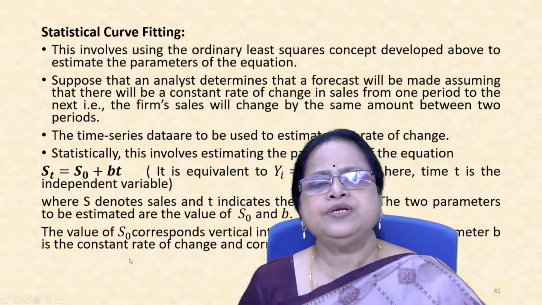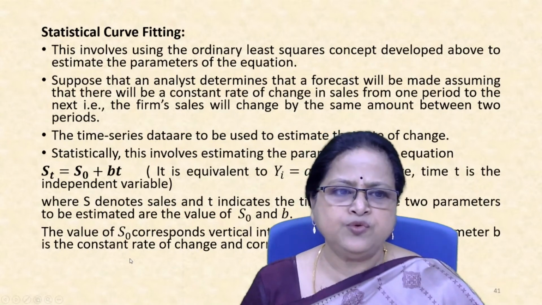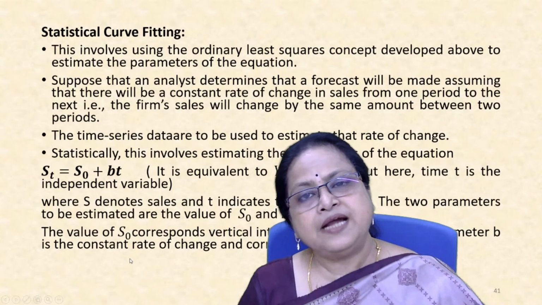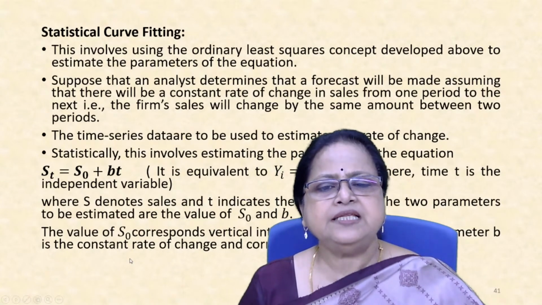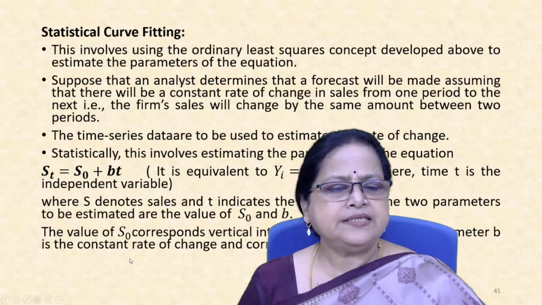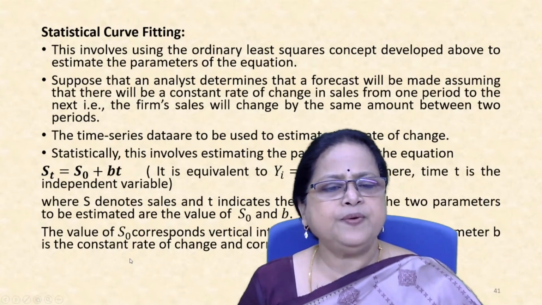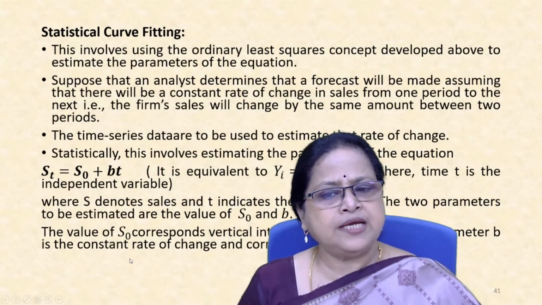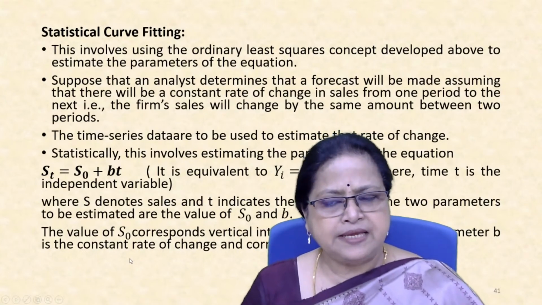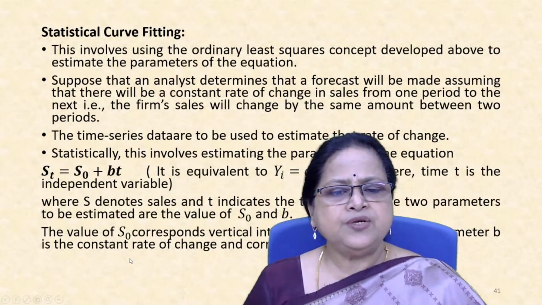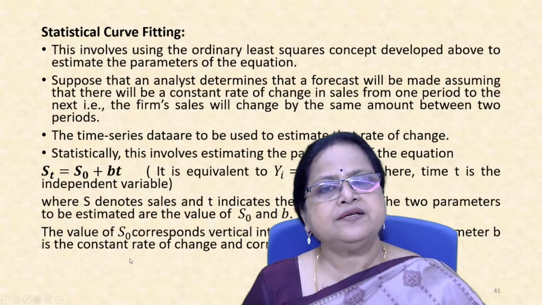The farm sales will change by the same amount between the two periods. The time series data are to be used to estimate that rate of change. Statistically, this involves estimating the parameters of the equation St is equal to S0 plus Bt. Look at the equation, it is equivalent to Yi is equal to A plus Bxi. But here, time t is the independent variable, where S denotes sales and t indicates the time period.